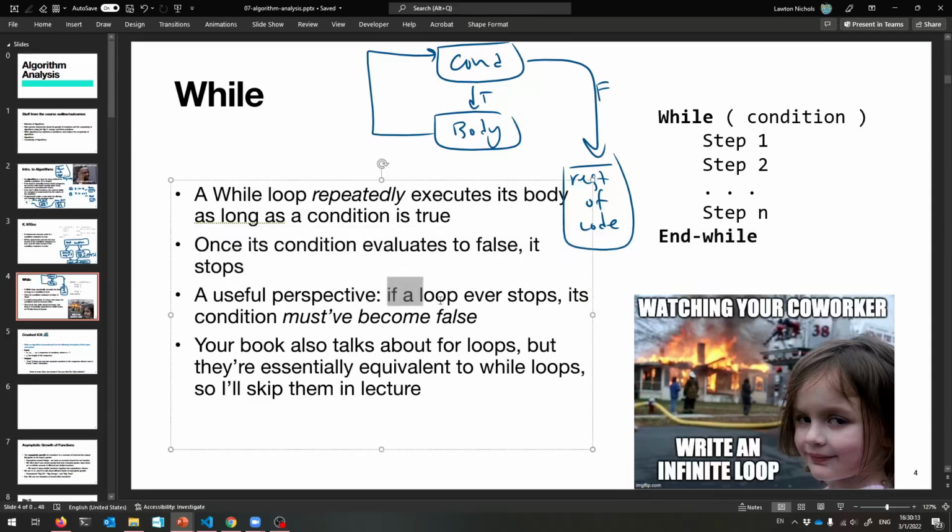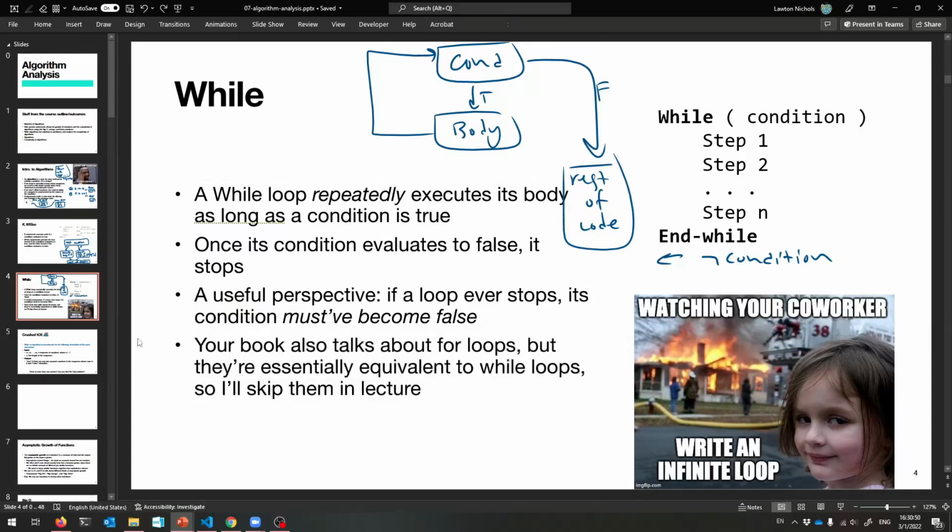So if a loop ever stops, if it's not an infinite loop, that means its condition must have become false. We know right here, in addition to all the other things that we know, that not condition is true, right? Because otherwise it would have continued the loop. Hey, isn't that interesting? So we have some extra information about what happens at the end of a loop if it is not infinite, if it continues. All right? And you can look at your book. I mean, I'm forcing you to read the book. It's going to talk about for loops and how those execute formally, but they are essentially the same as while loops, so I'll just skip them here.